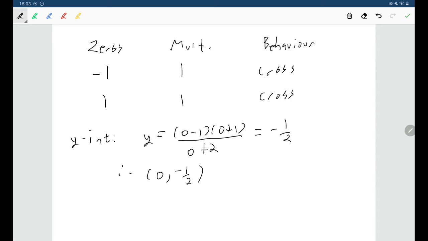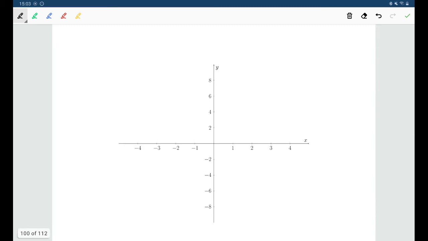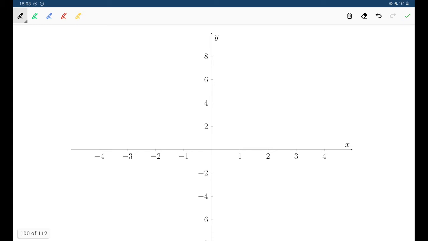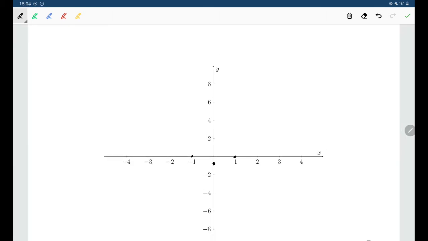All right, let's get to some graphing here. So we have 0, negative a half as my y-intercept, and I'll need to label that. I have the x-intercepts 1 and negative 1. All got those plotted. I have a vertical asymptote of x being negative 2, so we'll graph that. And we've got enough information to figure out what's going on the right side of our graph.